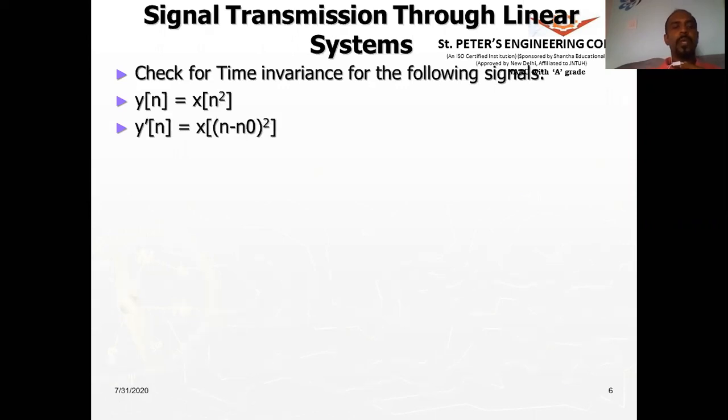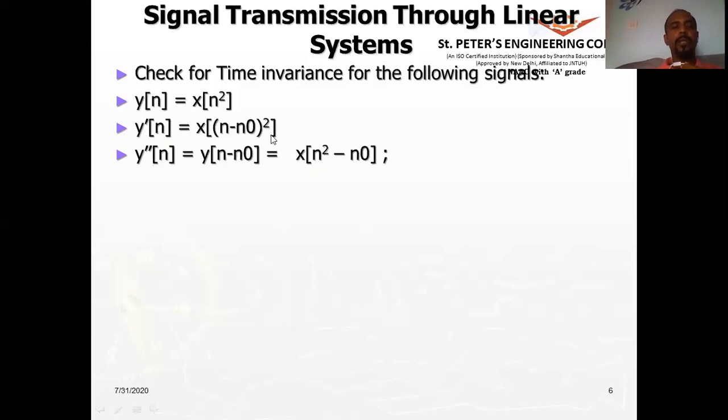What is the solution? Let us take the output because of the delayed input, x of n minus n naught. So it will take the n square. Okay, so this will be the output. And what will be the y double dash? Okay, I think it is actually the other way around. Y dash of n will be equal to x of n squared minus n naught, and y double dash of n will be equal to x of n minus n naught the whole square.